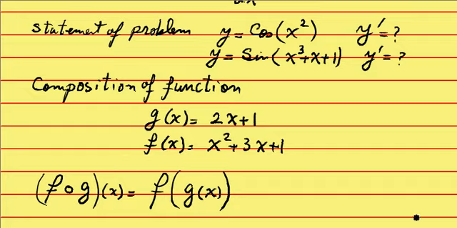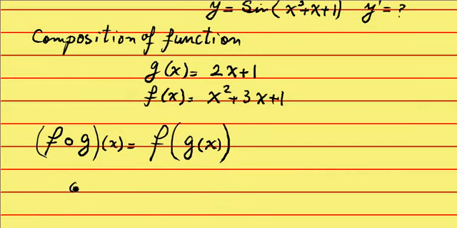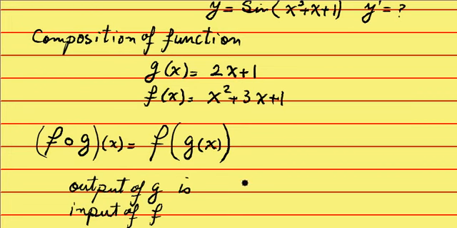So in this case that I wrote here, output of g is input of f. So what does that really mean? Well, output of g means you take g, plug the x in it, and you get 2x plus 1. So now, instead of g of x, you can write 2x plus 1. Next, that output is going to become input of f.